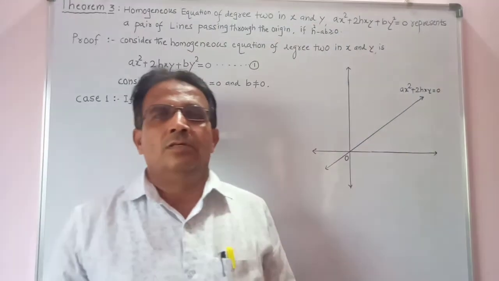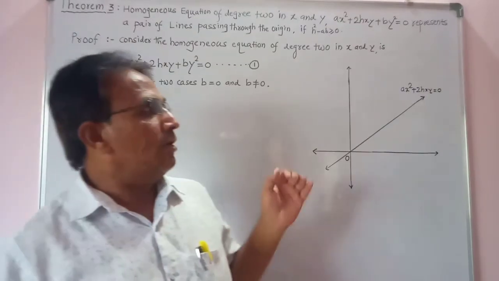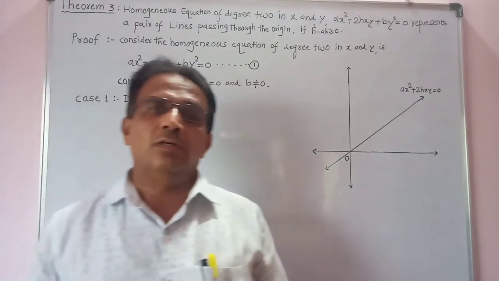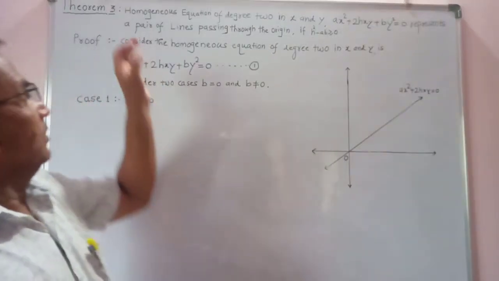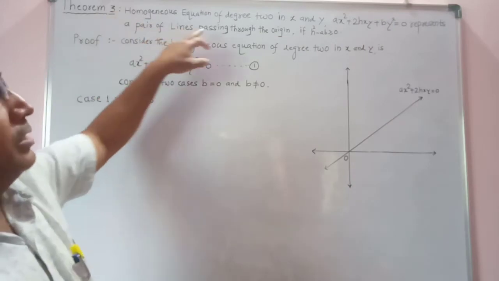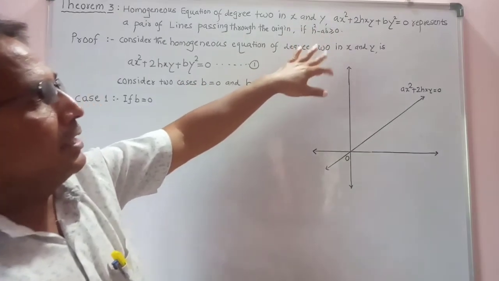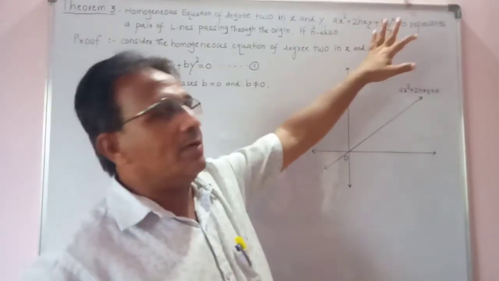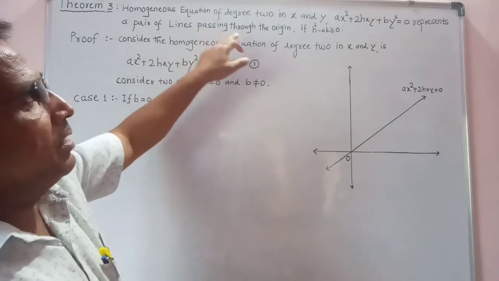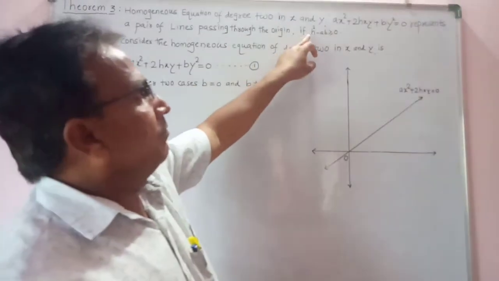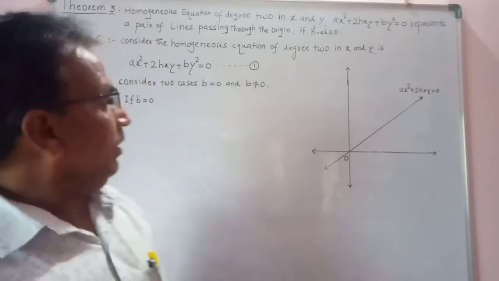Today we are discussing one theorem: pair of straight lines passing through the origin. Theorem number three. A homogeneous equation of degree 2 in x and y, ax square plus 2hxy plus by square equal to 0, represents a pair of lines passing through the origin if h square minus ab is greater than or equal to 0.